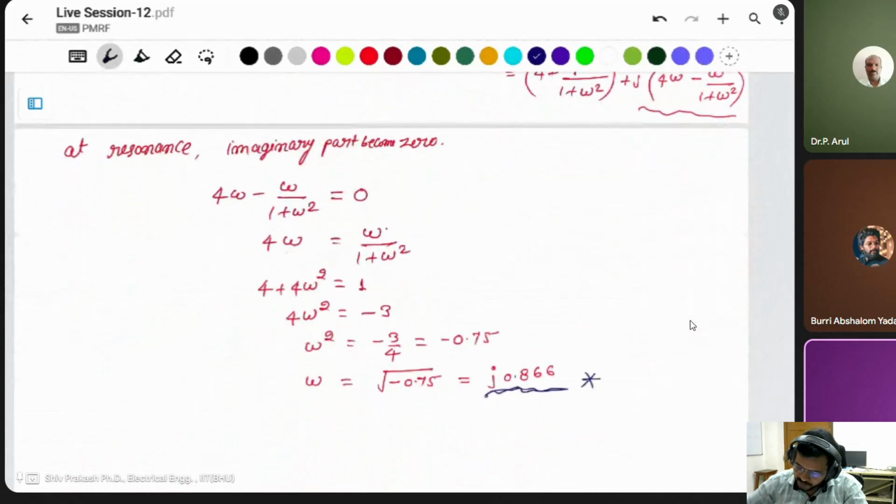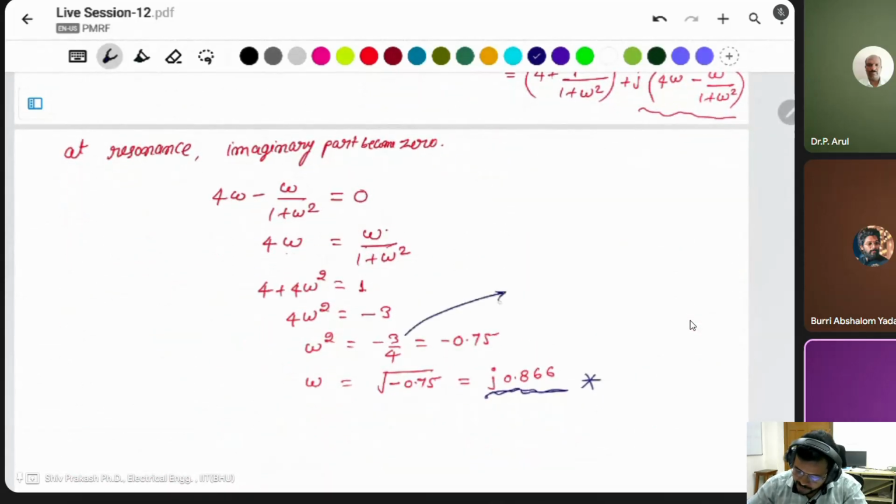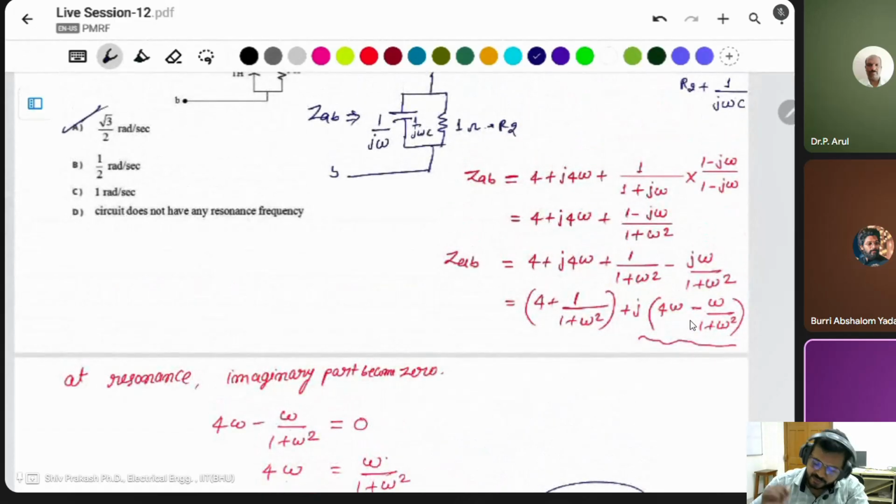But if you see the options, one is given as omega equal to j root 3 by 2. If you take the magnitude, then the first option is matched, root 3 by 2. But this one is incorrect. Here the frequency at resonance is imaginary. It means there is no resonance in the circuit. There is no resonance frequency. That's why option D is correct, not A.